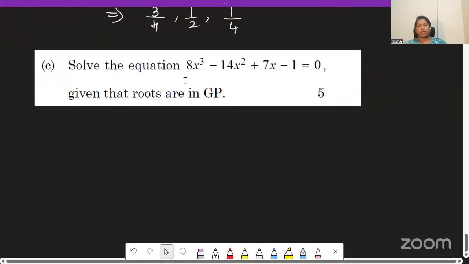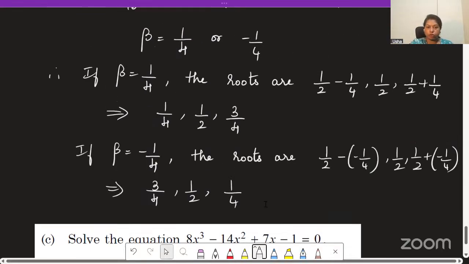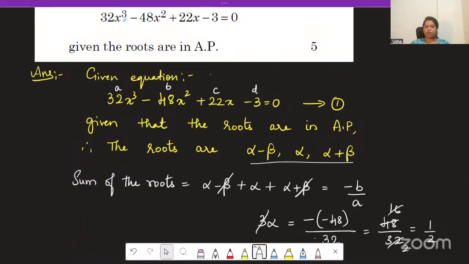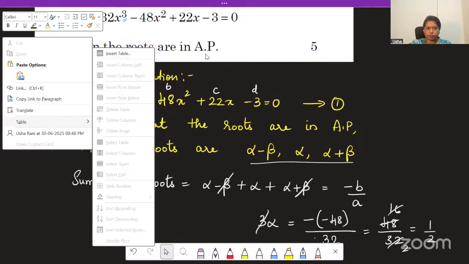Solve the equation 8x cube minus 14x square plus 7x minus 1 equals to 0. Given that roots are in GP. Okay, roots are in GP. Now again, I am not going to write complete solution like this. You have to write given equation is the entire equation you write, mark it as 1, given roots are in GP, all that complete statements you write.